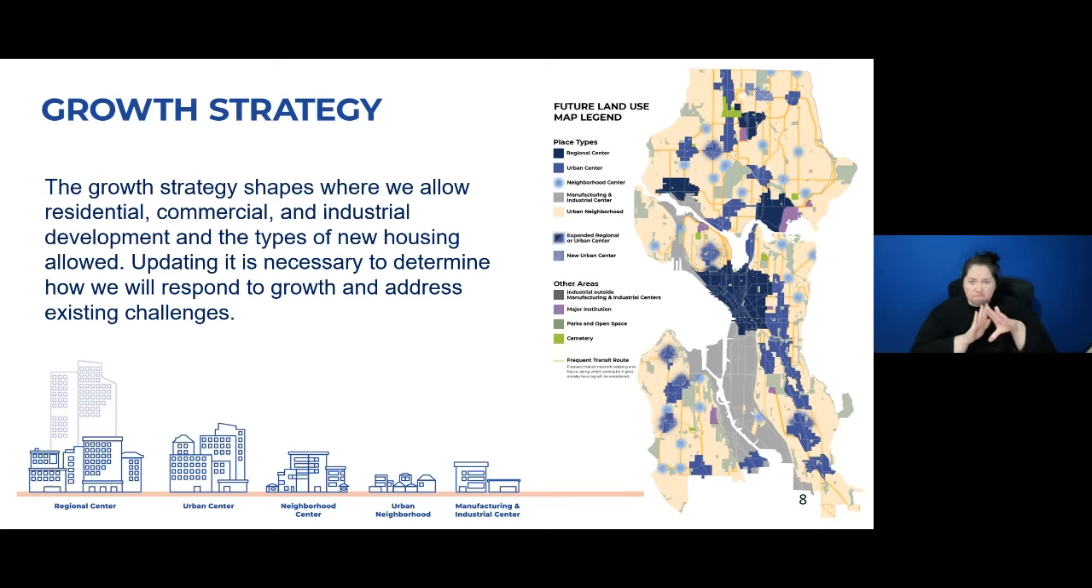It has a series of goals and policies that describe what we're trying to achieve, but it's also implemented through the description of place types that talk about the different role that different parts of the city will have, and then a map that shows where we propose to locate that. On the right, you can see what that map looks like when you put it all together, but obviously there's a lot going on, so we're going to talk about the different place types first, and then the location and changes that we're proposing for each place type.